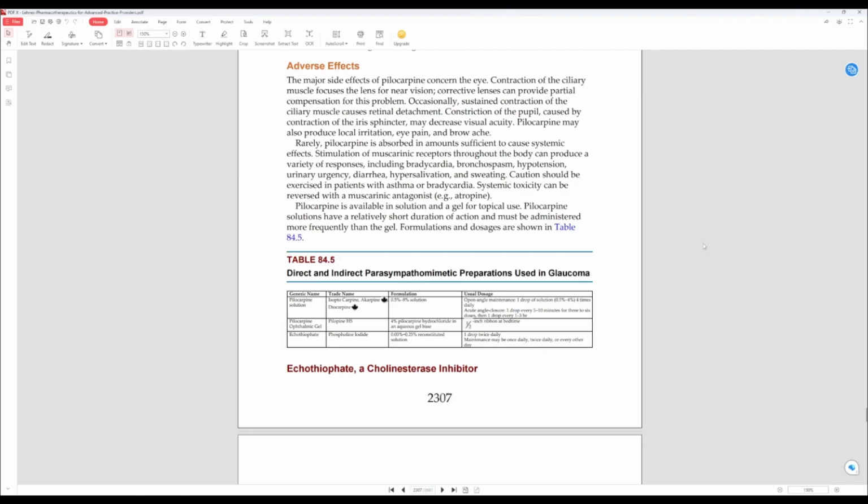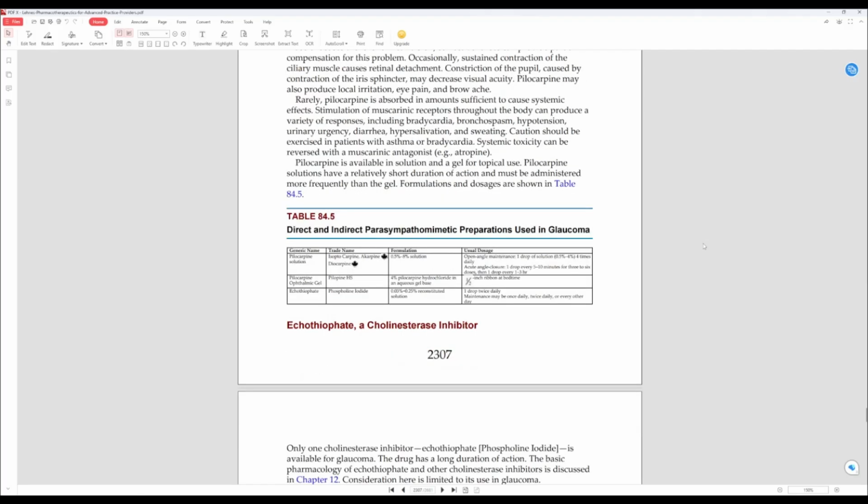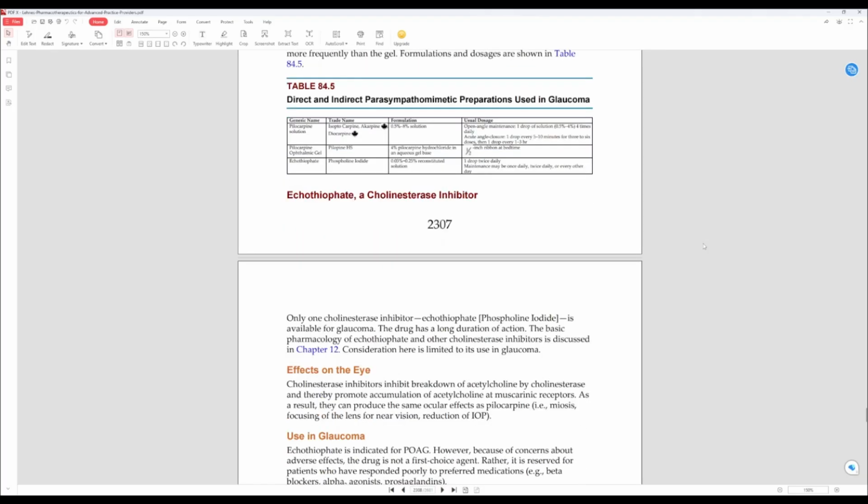Pilocarpine is available in solution and a gel for topical use. Pilocarpine solutions have a relatively short duration of action and must be administered more frequently than the gel. So the following table here has formulations and dosages. So it's always important and good to pause so you can see the different variety of options available.